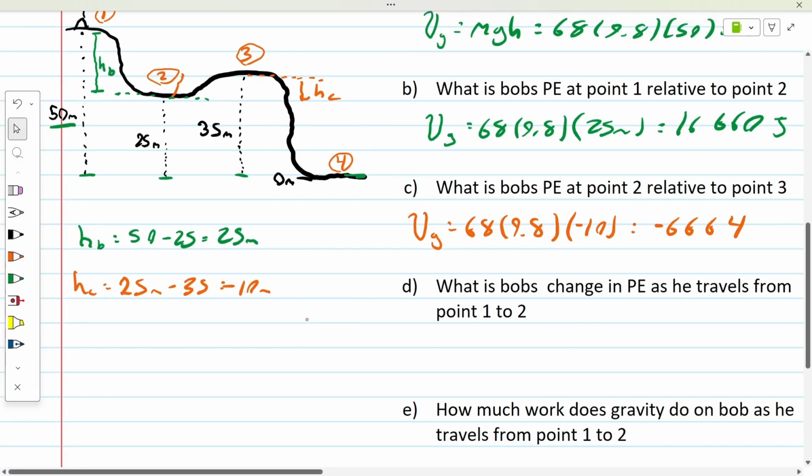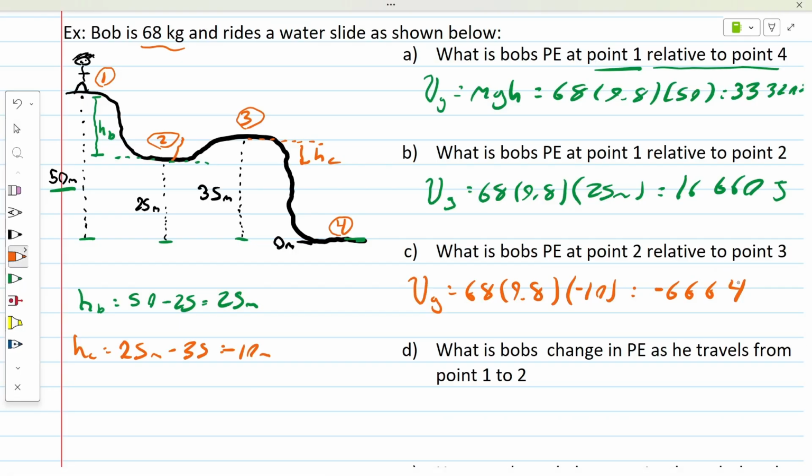In this case, it doesn't tell us what reference to use. It just says we want the change in energy. So we can find the potential energy at points 1 and 2 using any reference, as long as we use the same reference when we calculate both of them. In this case, it makes the most sense to use point 4 as the reference, because it's at 0 meters off the ground. So it'll make all the calculations much simpler, and we can just use these values that we're given.